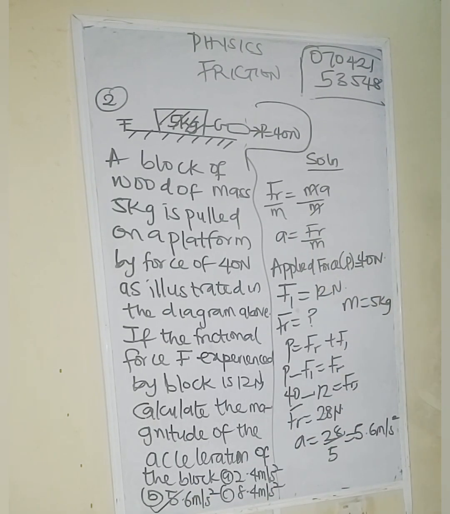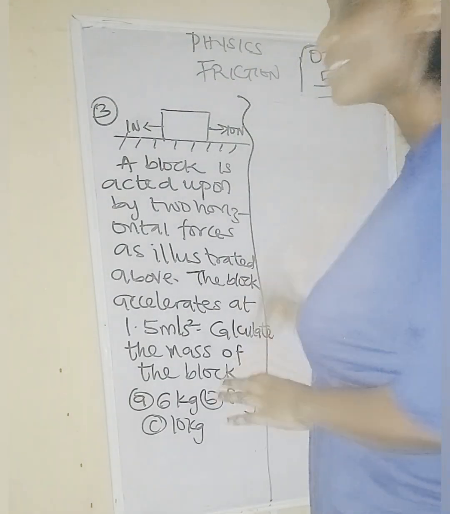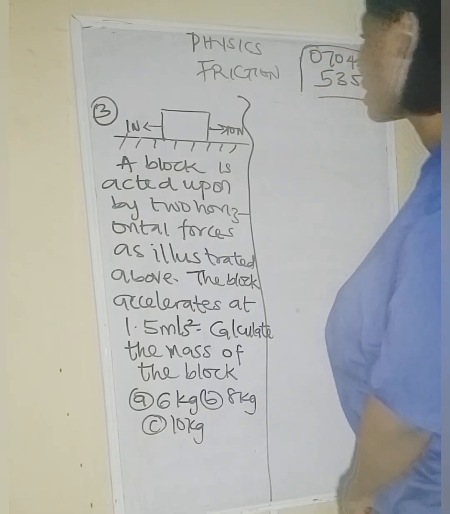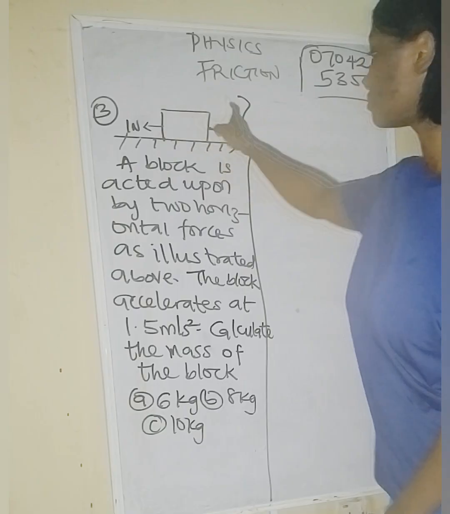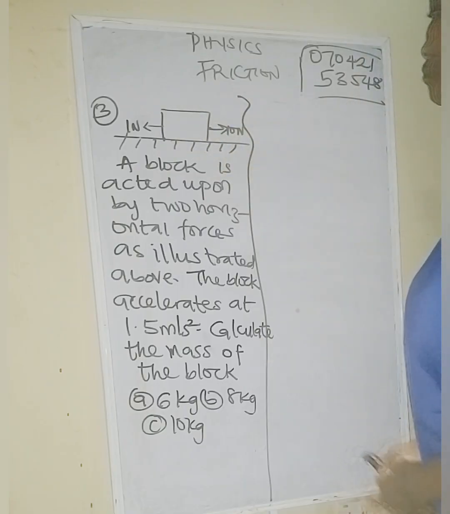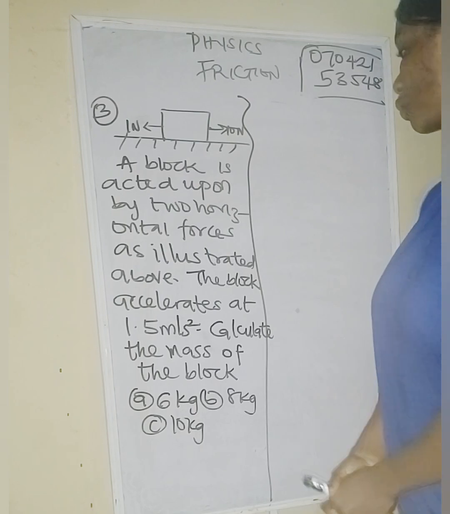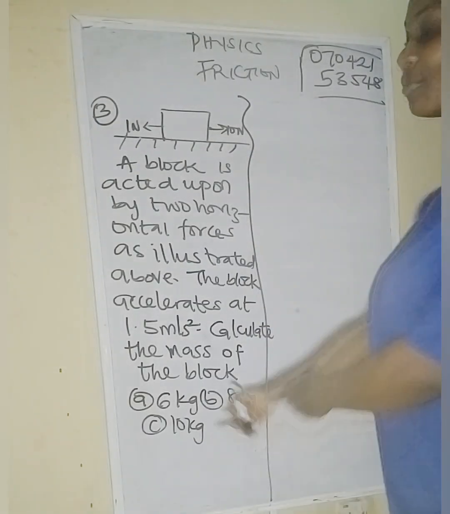So let's solve the last question for today. Alright, amazing students. So this is another simple question that I want to smash. A block is acted upon by two horizontal forces, as illustrated above. The block accelerates at 1.5 meter per second square. So we have to calculate the mass of the block. And these are the options, and one of these options is correct.